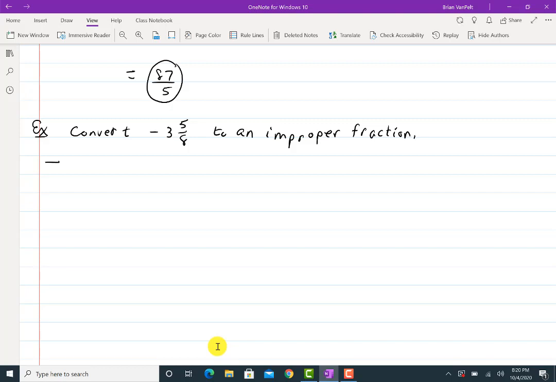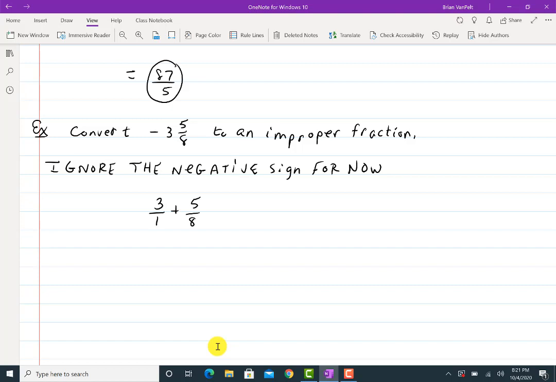So let me write this down. Ignore the negative sign for now. We'll simply put it at the end of the problem. So I'm going to have 3 over 1 plus 5 over 8. My LCD is 8.